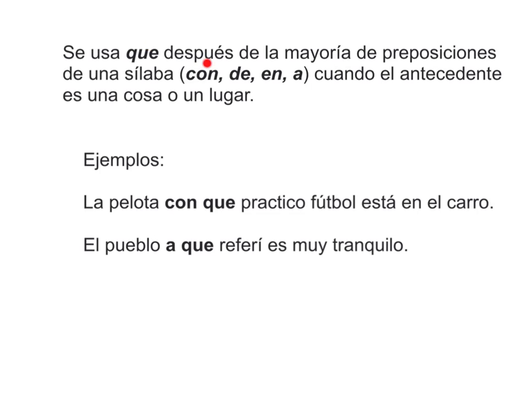Se usa que después de la mayoría de preposiciones de una sílaba, con, de, en o a, cuando el antecedente es una cosa o un lugar. So after prepositions, when the antecedent is a thing or a place. So, por ejemplo, la pelota con que practico fútbol está en el carro. So here we have the preposition con, one of the four, and here we have the antecedent, pelota, which is a thing, right? So therefore we can simply use que.